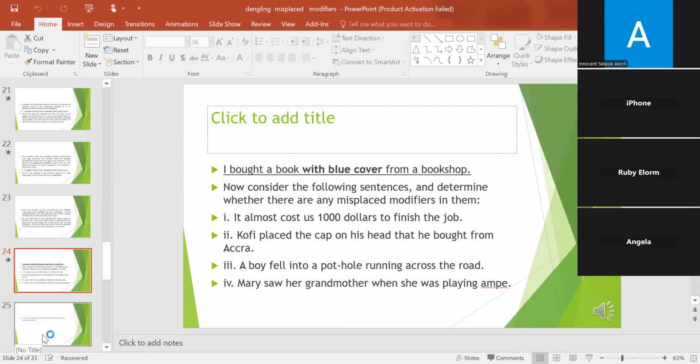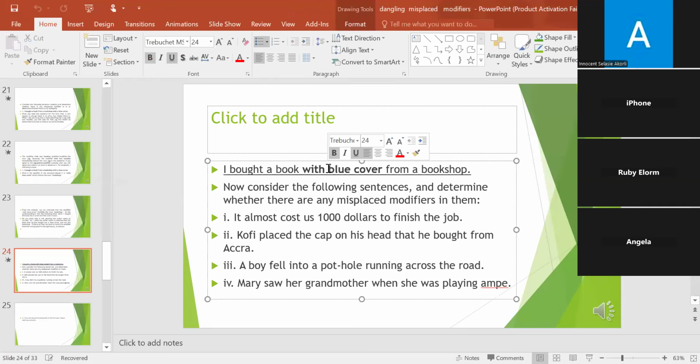I bought a book with blue cover from a bookshop. Now consider the following sentences and determine whether there are any misplaced modifiers in them.